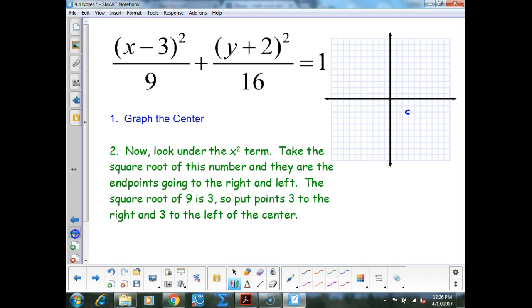Step 2 says, now I am going to look under the x squared term. I'm going to take the square root of this number, and that is going to be the endpoints going to the right and to the left, because it is underneath the x. X is left and right on the graph. So the square root of 9 is 3. I'm going to put points 3 spots to the right and 3 spots to the left on the graph. Those are points that are on the graph, or on the picture of the ellipse.